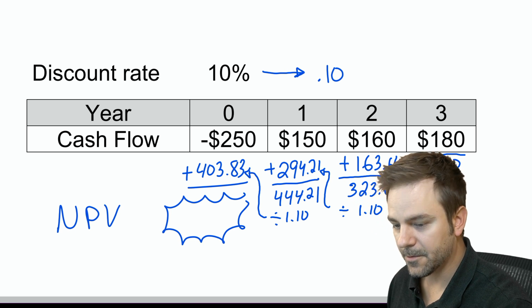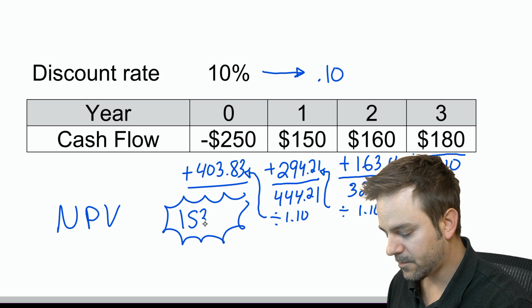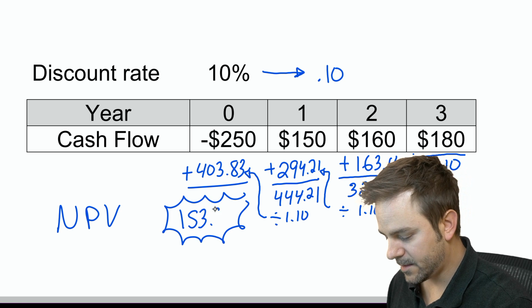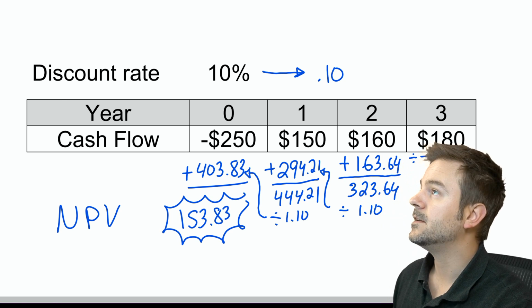Net present value is 153.83. Now, that is indeed the fastest way to solve that particular problem, and it will work with any calculator. And once you get good at it, you can do it very fast. It's a very fast method. Let me show you how fast you can actually get it done.